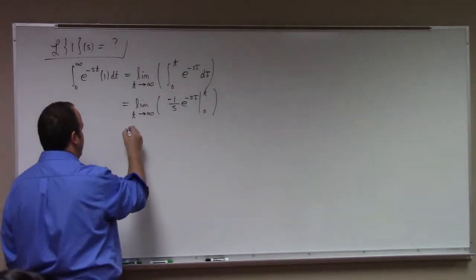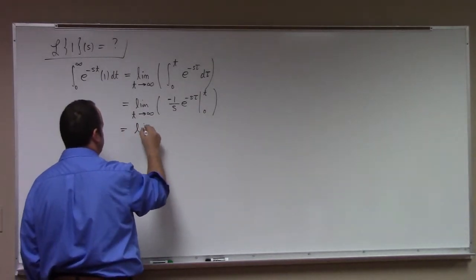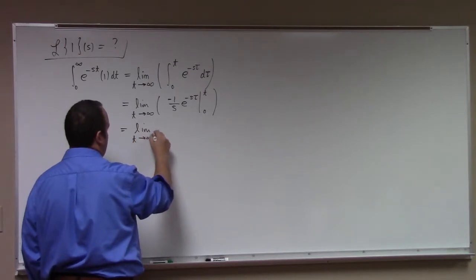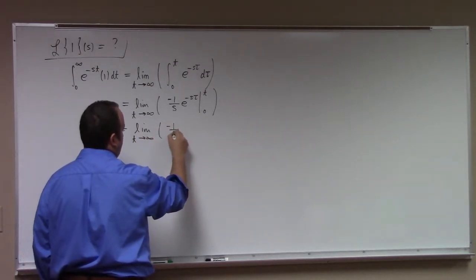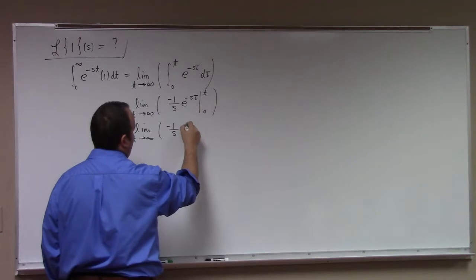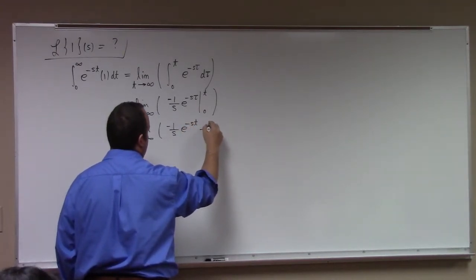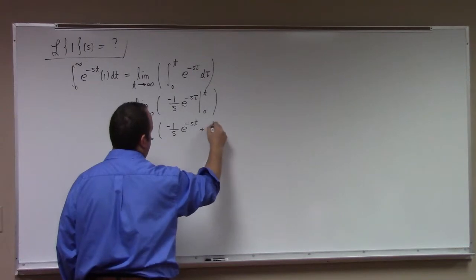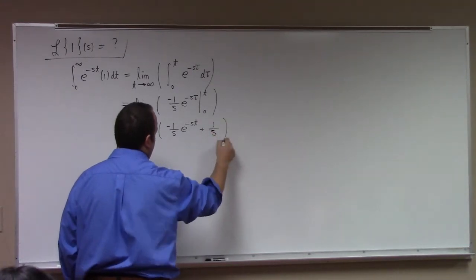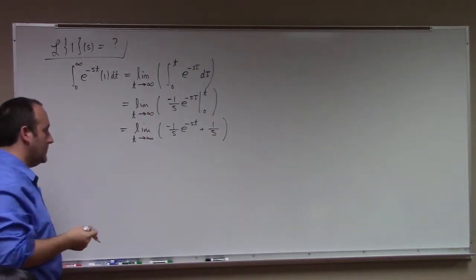All right, great. So this is the limit as t goes to infinity of minus 1 over s e to the minus st, minus what? Well, plus 1 over s, because e to the 0 is 1.